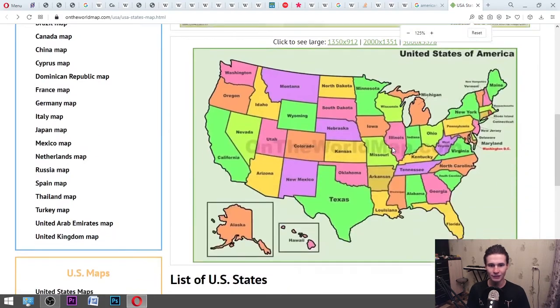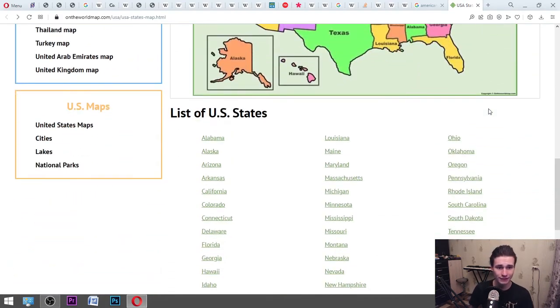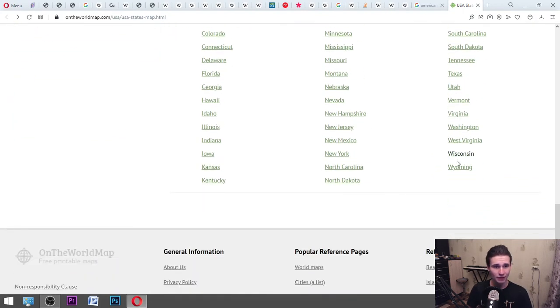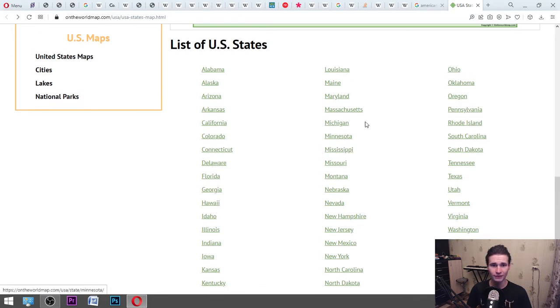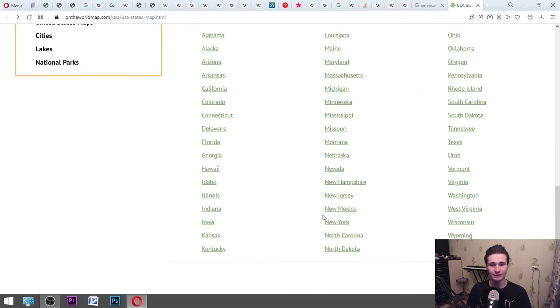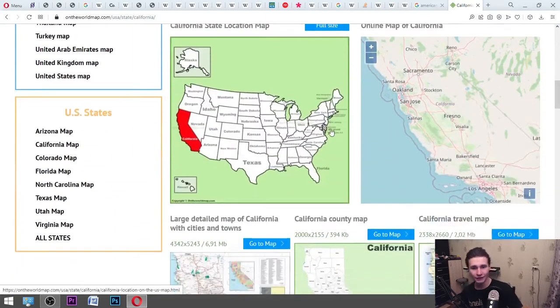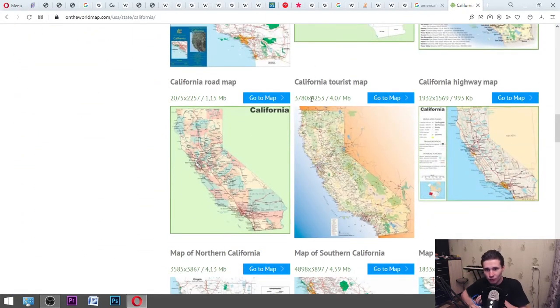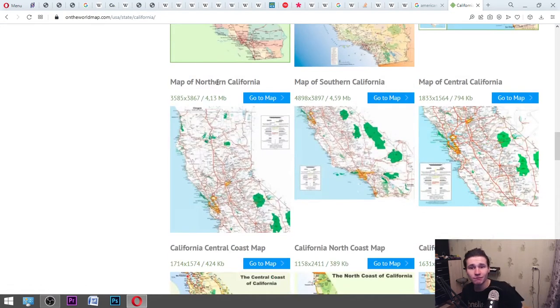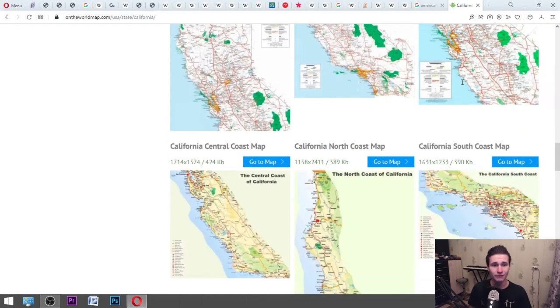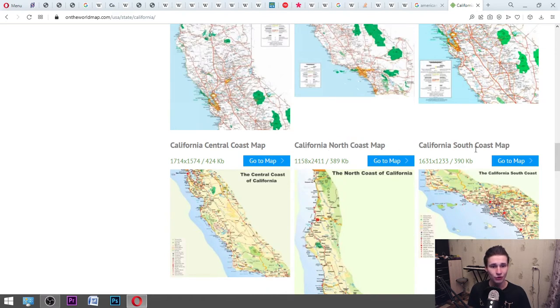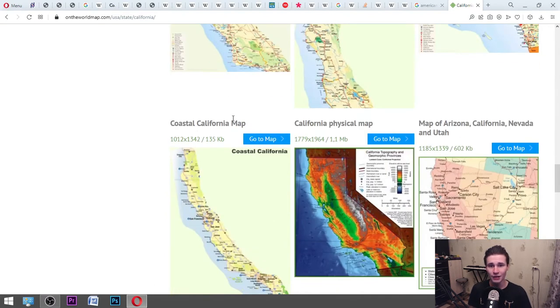Look, next we can go to some of the cities. I want to find cities, maybe let's go to California, because California is really popular and we need to know about it, at least what is happening here. California. Wow, interesting, really. I didn't know that you have maps like this. California road map, different types of maps, wow. You have tourist map, also highway map. Also map of Northern California, Southern California, Central California, California Central Coast map, also North Coast, different coasts of California, Coastal California map, physical map also.